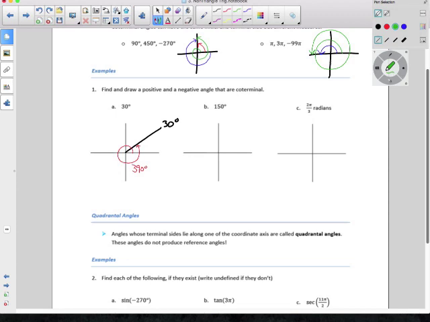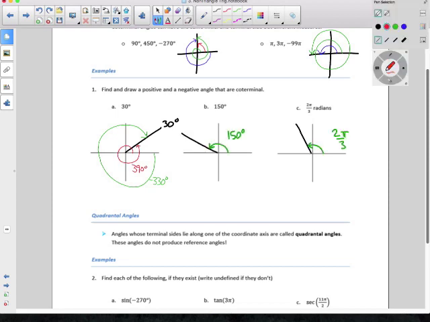Another way to do it is just use negative angles. So negative angles say that we go the opposite way. Simple enough, we just do 30 minus 360. Okay, so it's going to give me a negative 330. So these are all coterminal to each other: 390, negative 330, and 30.